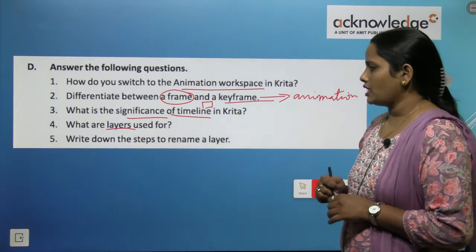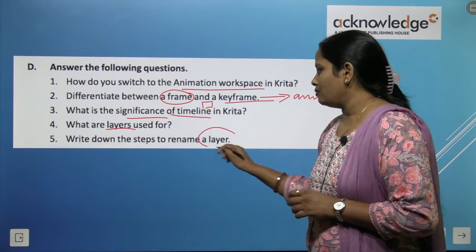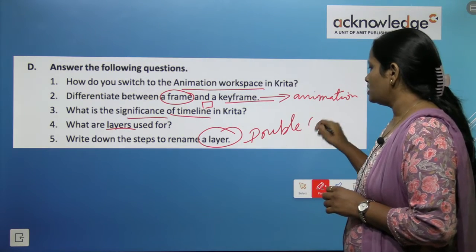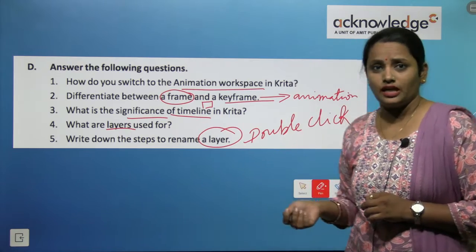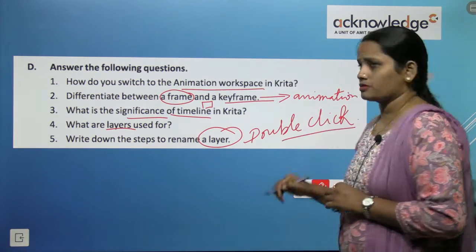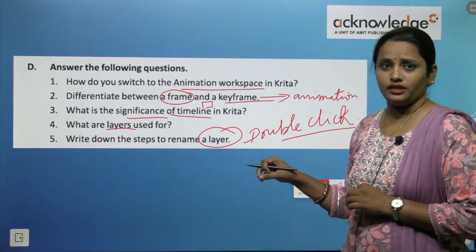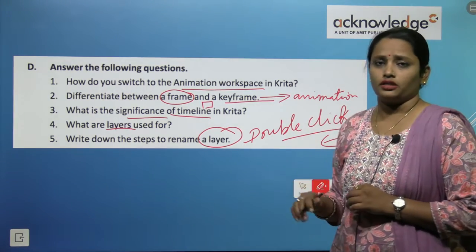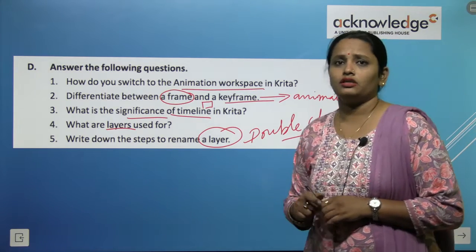Now write down the steps to rename a layer. For renaming a layer, we just have to double click on the layer that is to be renamed, and after double clicking, an option will come. We can enter the desired name of that layer and then just click on the enter button. By doing this, we can rename the layer.